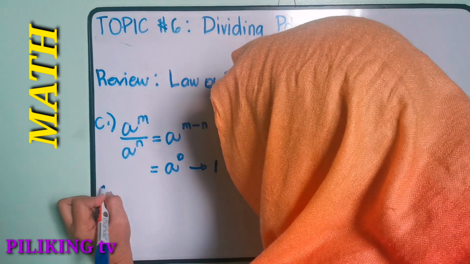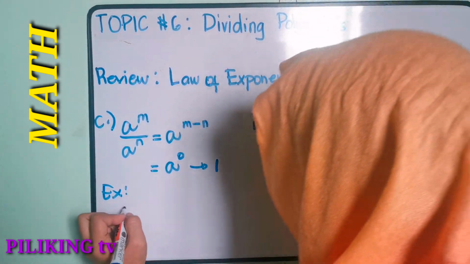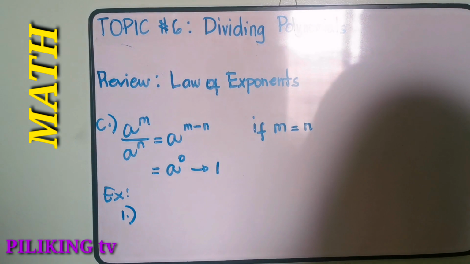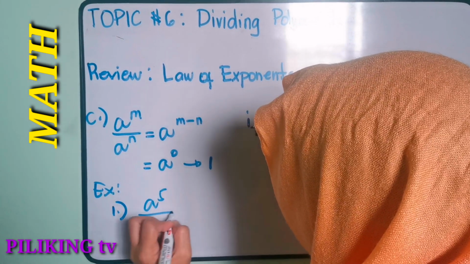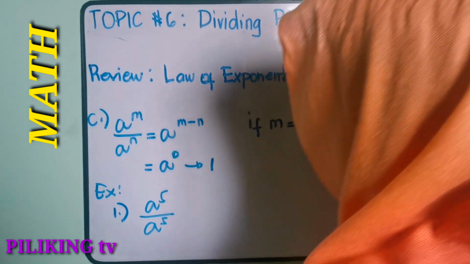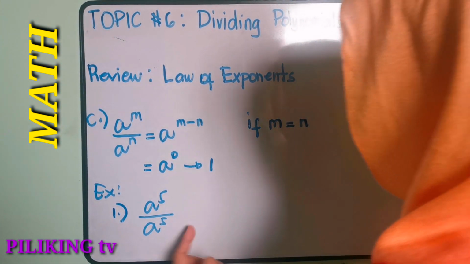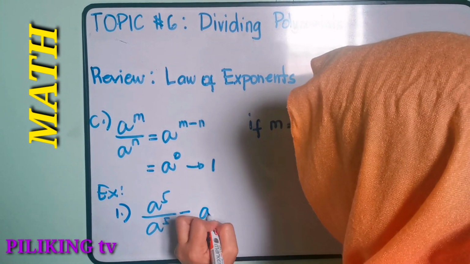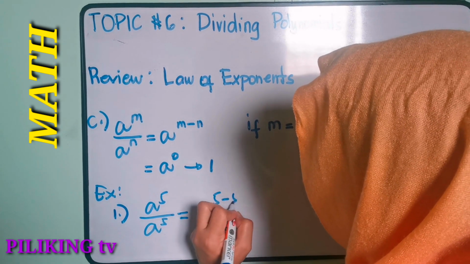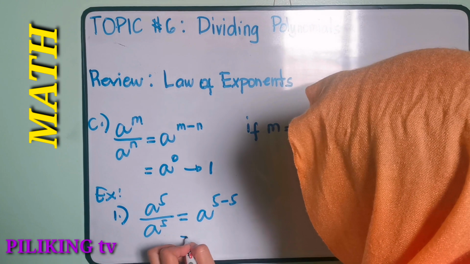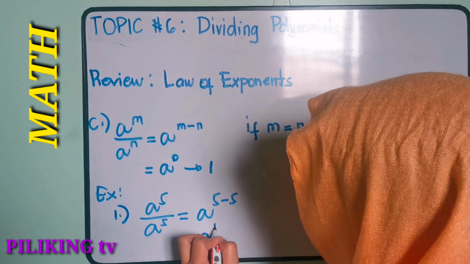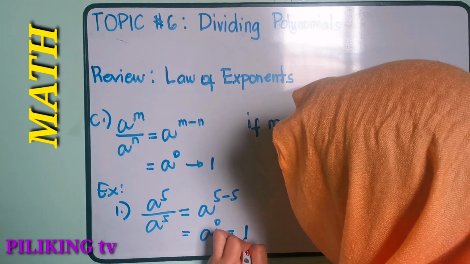Okay, let's have an example. On our example, we have a raised to 5 over a raised to 5. So m and n are equal. Therefore, we can have a raised to 5 minus 5. And 5 minus 5 is equal to 0. Therefore, a raised to 0 is equal to 1.